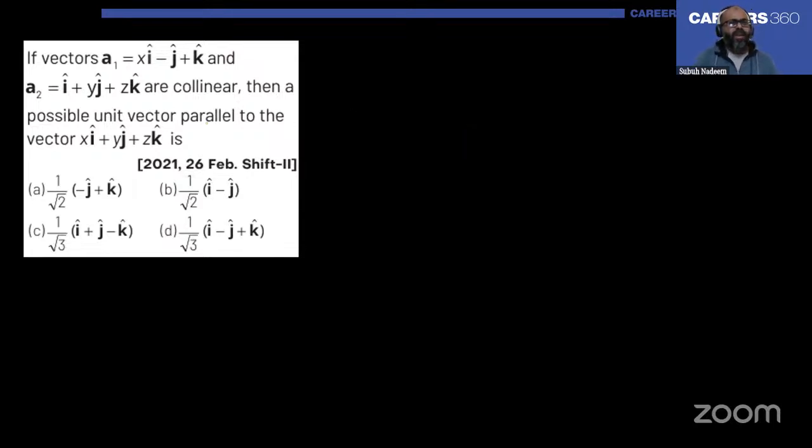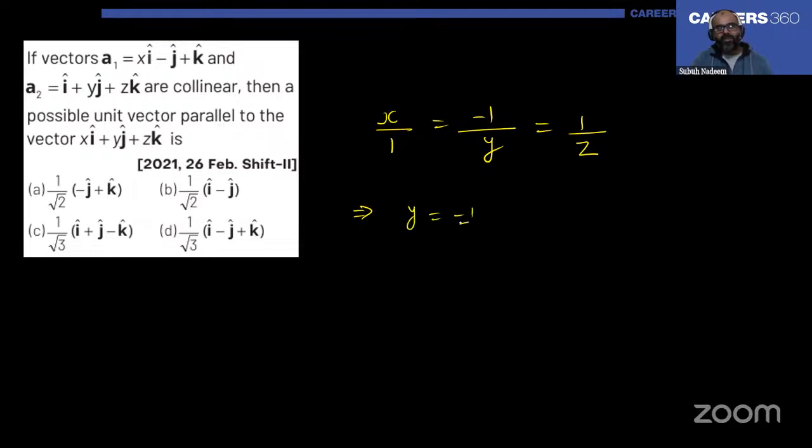So since a1 and a2 are collinear vectors, the ratio of their components is the same. So we have x by 1 is equal to minus 1 by y is equal to 1 by z. So we can say that we have this relation. From this relation, we can say that y is equal to minus 1 by x and z is equal to 1 by x. This we can say from here by equating them.